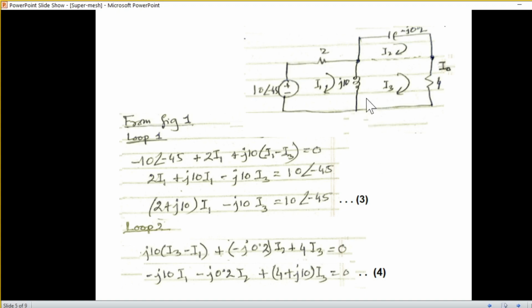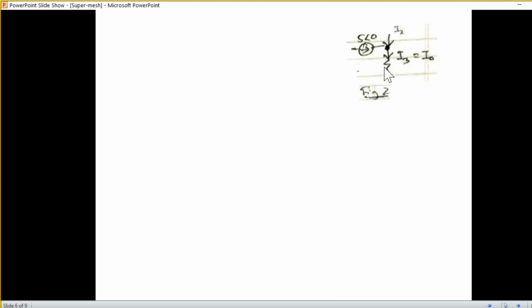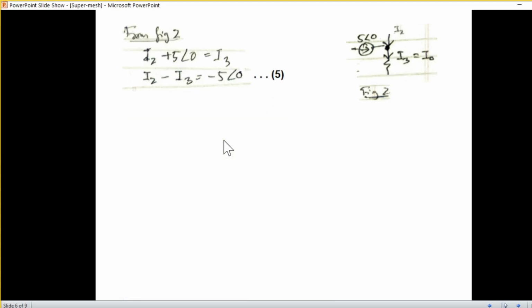And similarly, for loop 2 now, we are starting from here. Since we are in this loop, I3 will have priority. So we'll write (I3 minus I1) j10, and then minus j0.2 I3, and then 4 into I3. Simplifying, this is our second equation, or equation number 4. And then from the separated part, we'll have another equation. The current entering is I2, the current entering is 5, and the current leaving is I3. So this gives the equation.